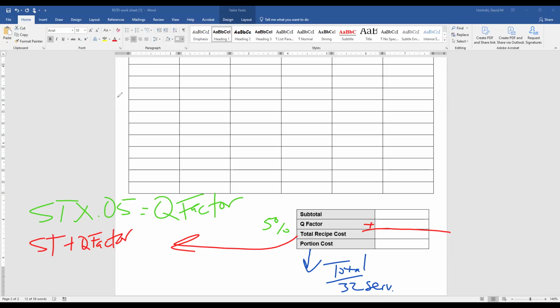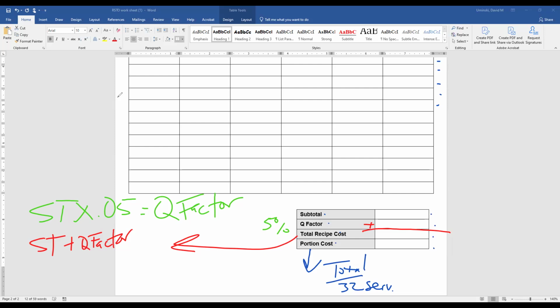So when you're doing your quizzes, you're going to have a question for every single ingredient item. And then the last 4 questions of every quiz are subtotal, Q factor, recipe cost, portion cost, based on each individual recipe. Those are going to be your last 4.